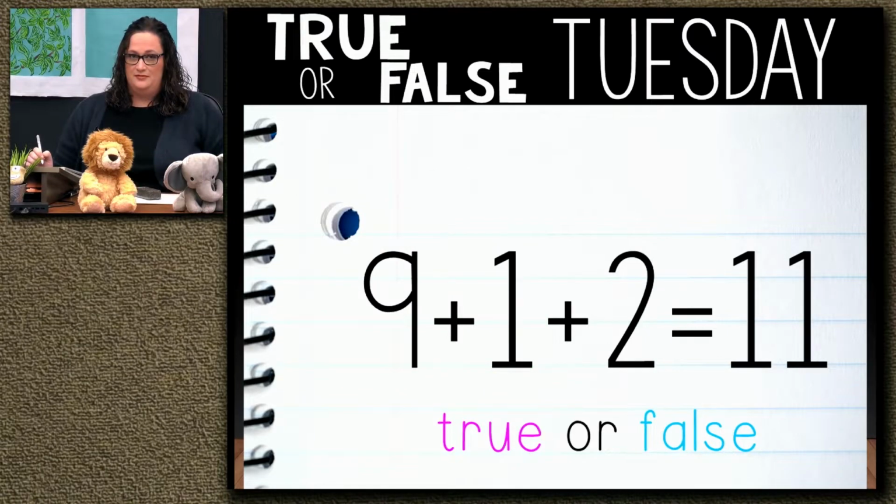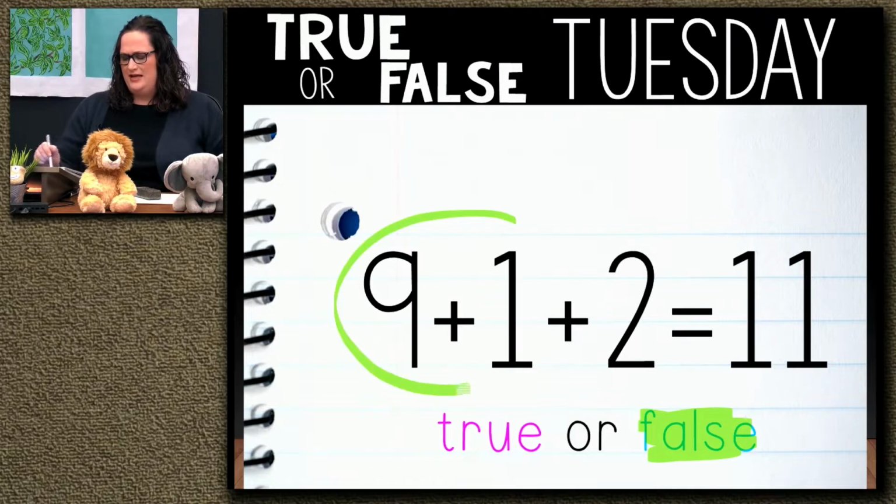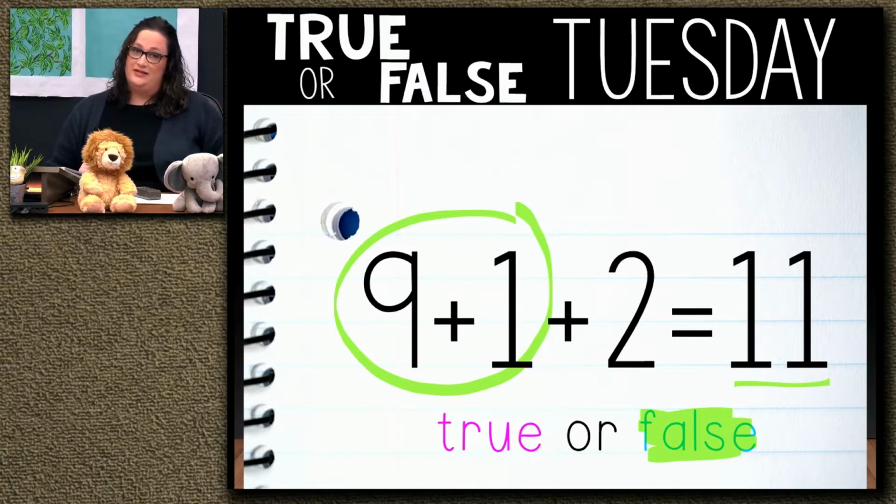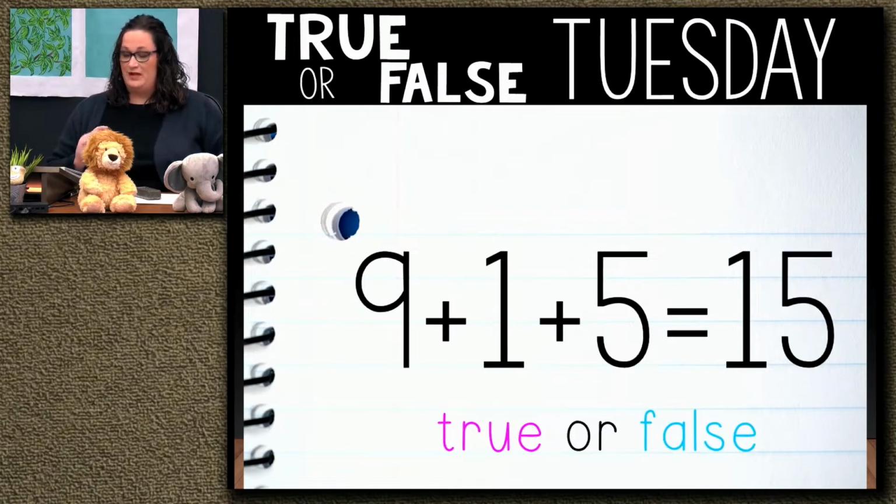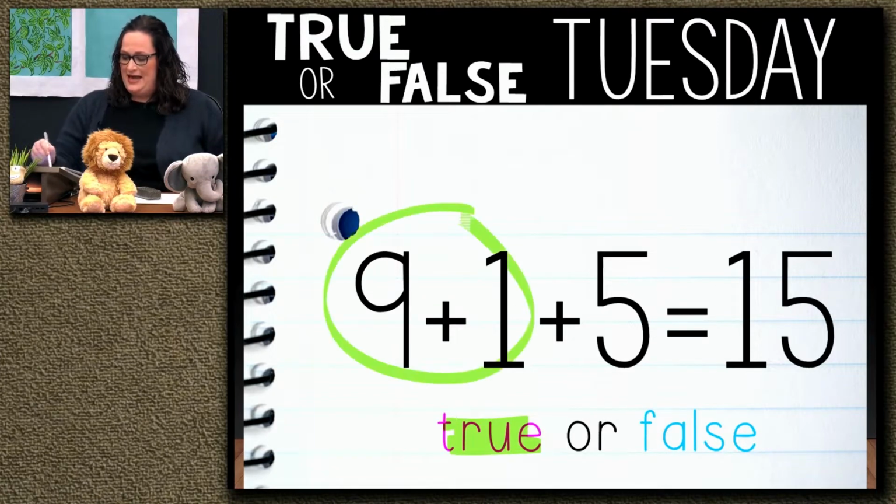Okay, true or false? How do we know? Well, this is a 10, and 2 more is 12. And they said it was 11. That's false. Last one. True or false? Well, it's true because 10 and 5 more makes 15.